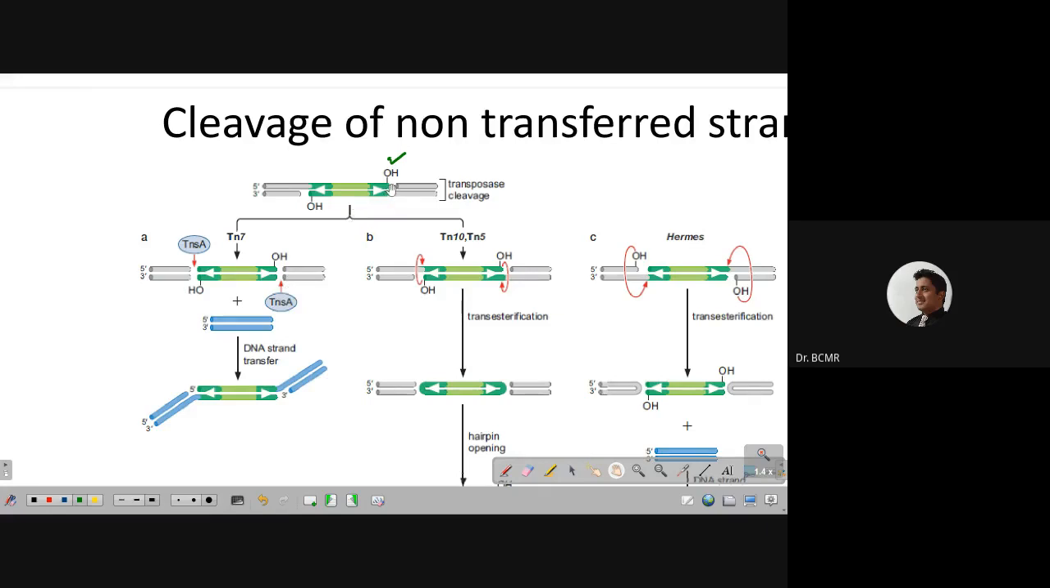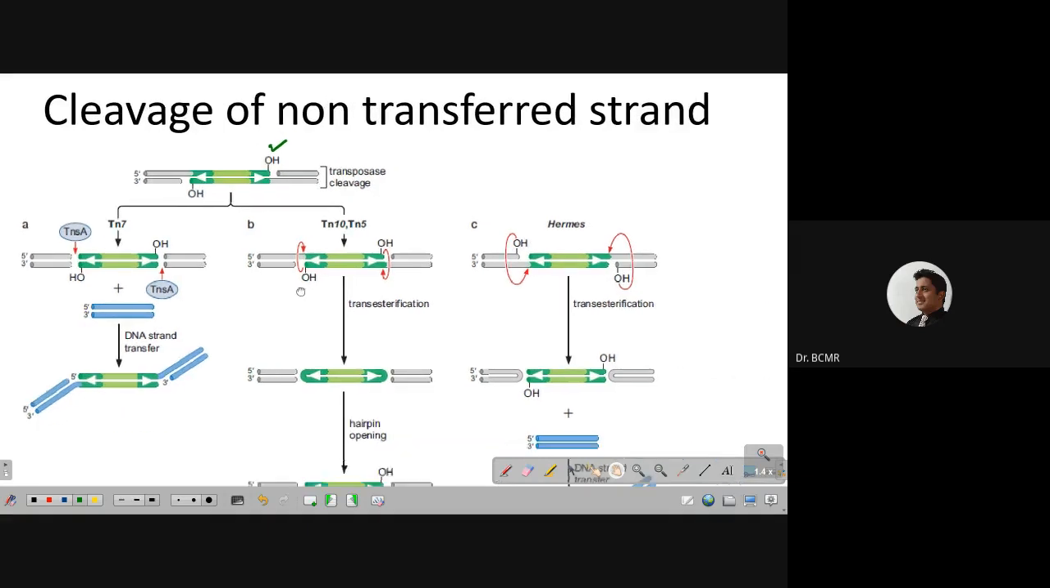So the first strand break happens this way, and then what happens to the next strand is the question here. There is a transposon called Tn7 in bacteria, which also encodes a protein called TnsA. TnsA breaks the second strand, and then you have the whole DNA. Then this whole transposon is taken to the target site and incorporated.